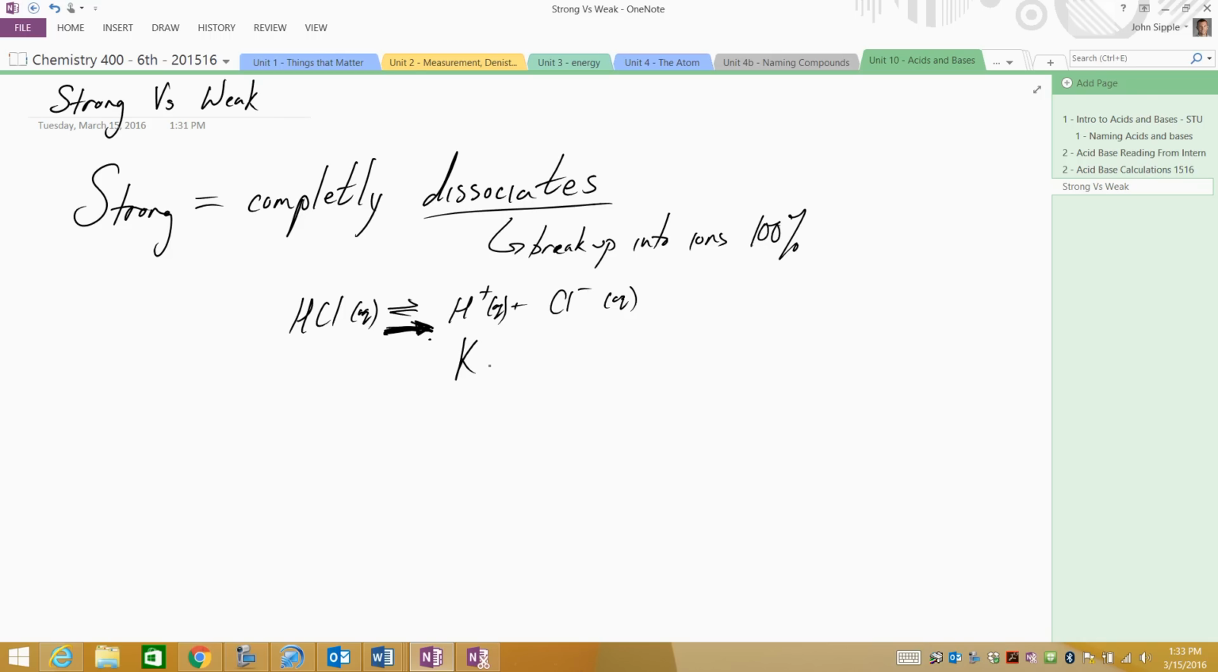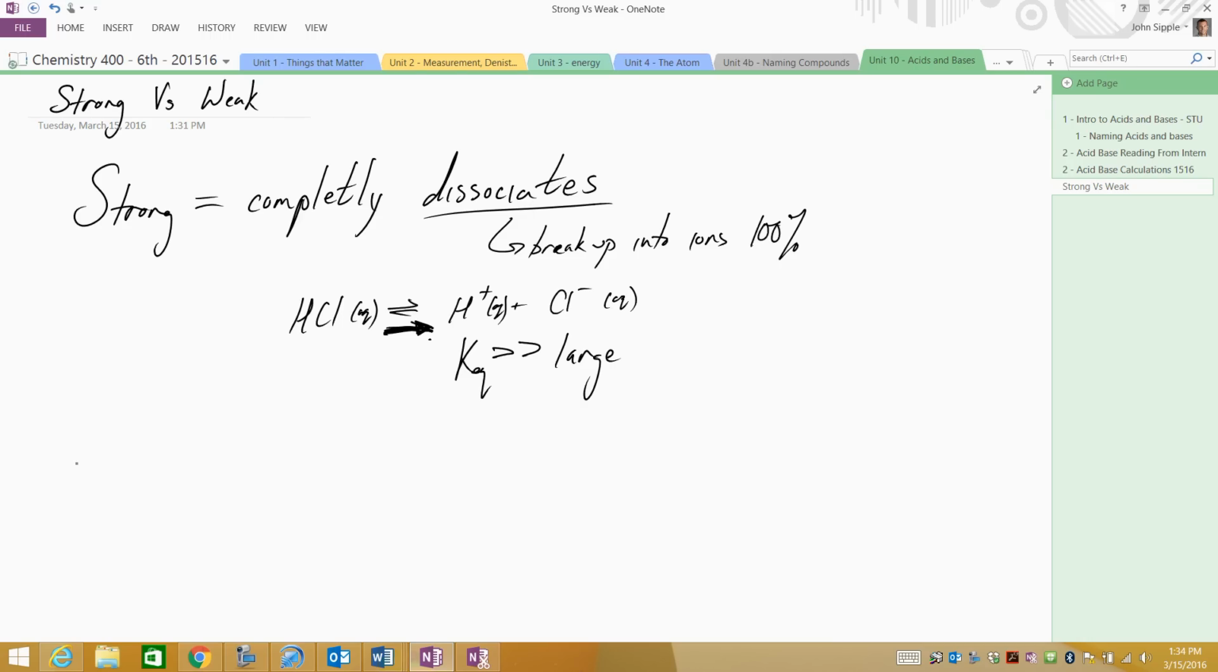So the K for these is much, much bigger than large. For strong acids or strong bases, it's really large, because remember, K is products over reactants. We're going to be dealing with equilibrium constants again here. The K eq, the equilibrium constants for these are really, really large, so they totally break up in solution. Doesn't matter if it's a strong acid or base, they totally dissociate.